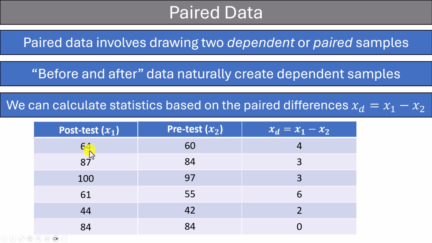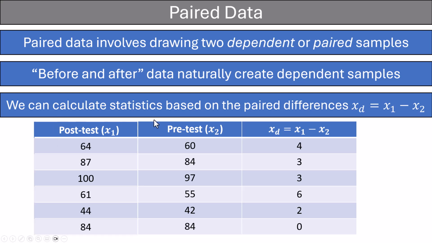So person number 1 scored a 60 on the pretest and a 64 on the post-test. Person number 2 scored an 84 on the pretest and 87 on the post-test, etc. Each of the differences represents the improvement for the student. So 4 represents that this student scored 4 units higher on the post-test compared to the pretest.